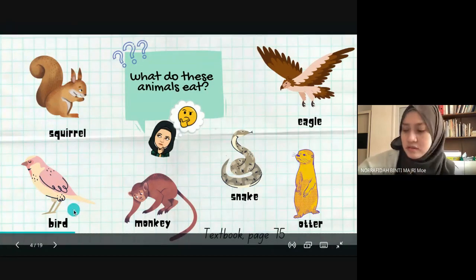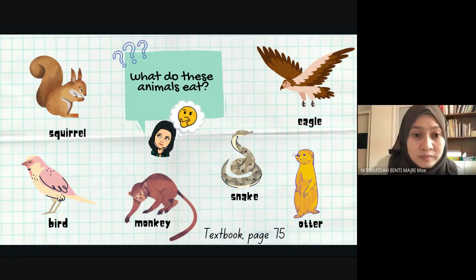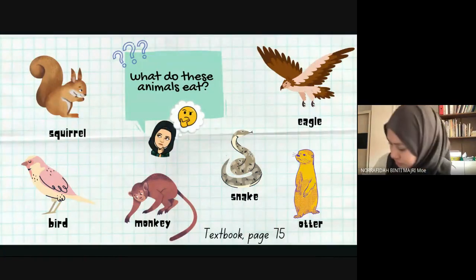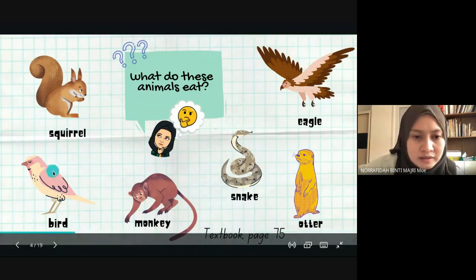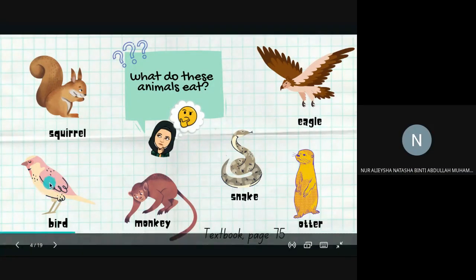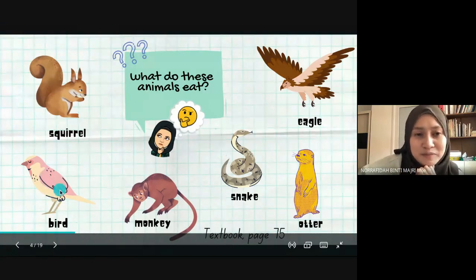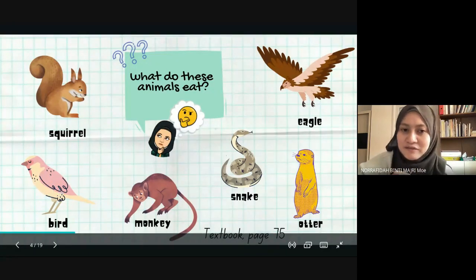The bird in the picture. Worm. Yes, worm. Other than that, the bird can also eat fruit. This type of bird does not eat fish.